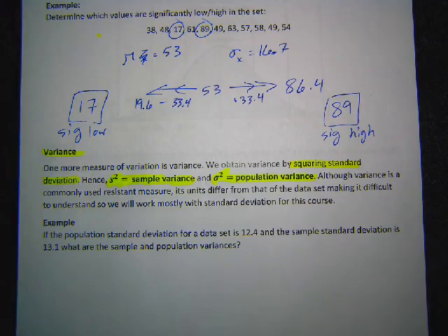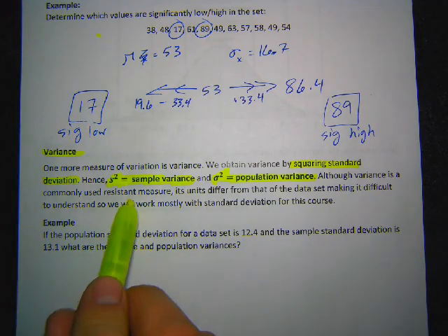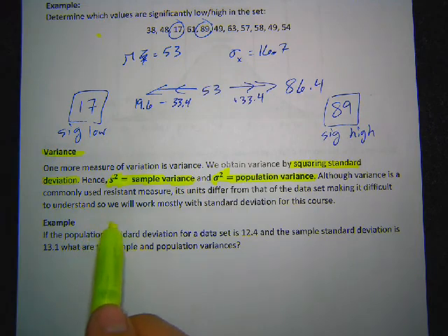Now, variance is actually commonly used. If you go and get a degree and go into doing statistics full-time as a job, you use variance all over the place. It is a resistant measure, so it's not going to get messed up by outliers. So people really like it.